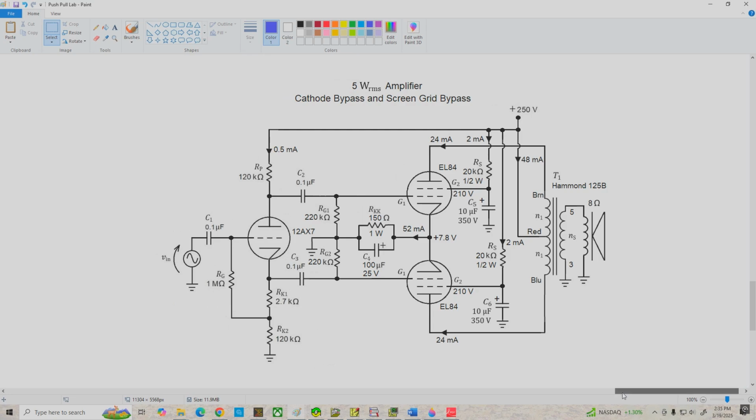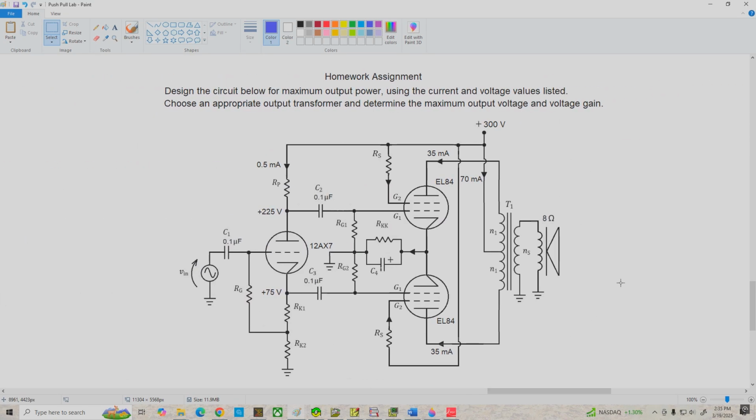And finally, let me leave you guys with a homework assignment. It's basically the same amplifier. I bumped the power supply up to 300 volts, and we're shooting for 35 milliamps plate current for each EL84. The input section is going to have to be redesigned a little bit because we've increased the power supply voltage. We're shooting for 225 volts at the plate of the 12AX7, 75 volts at the cathode. And lastly, determine what output transformer you're going to need for this circuit, and you can look at Hammond or Edcore or whoever and find the appropriate transformer you need.